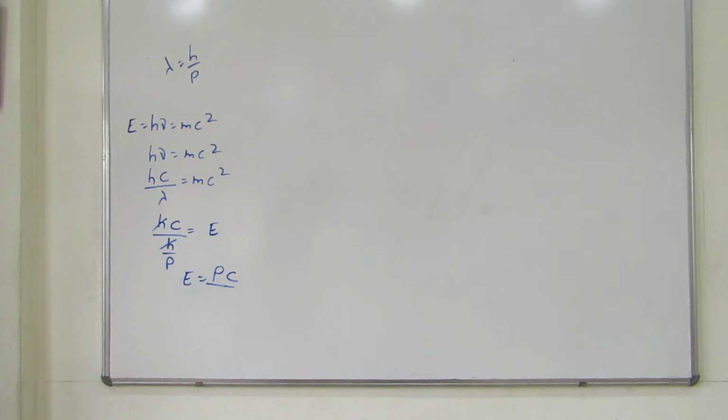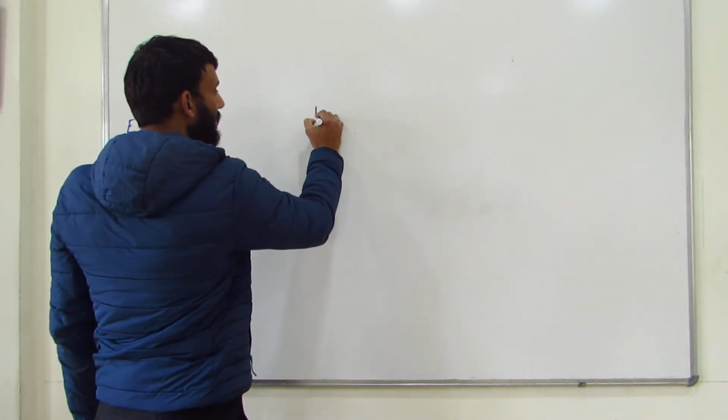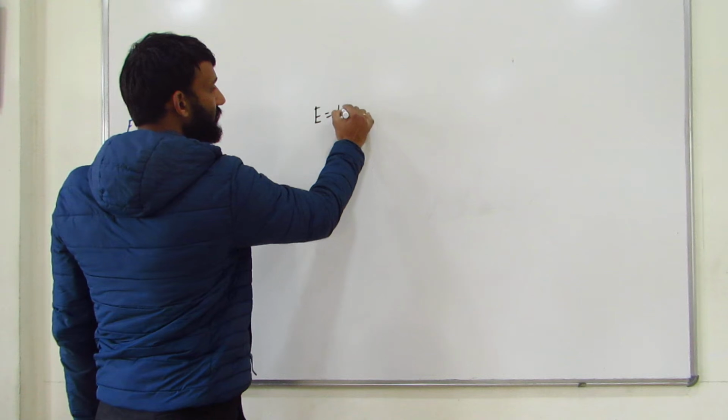Today we'll do a few numericals based on the formulas which we had discussed earlier. So basically the formula which I'm talking about is Einstein's photoelectric equation, and Einstein's photoelectric equation is this. You know that the energy of the photon is given by h nu.